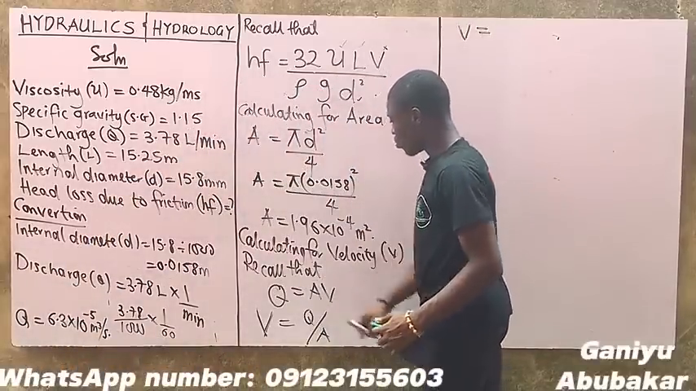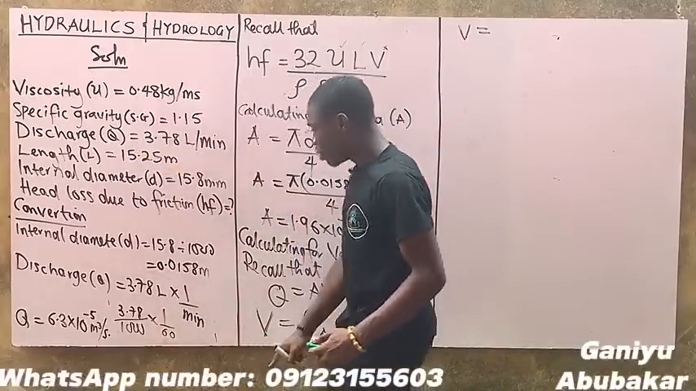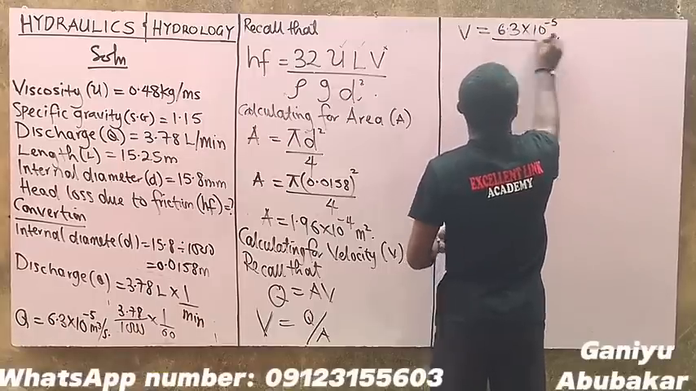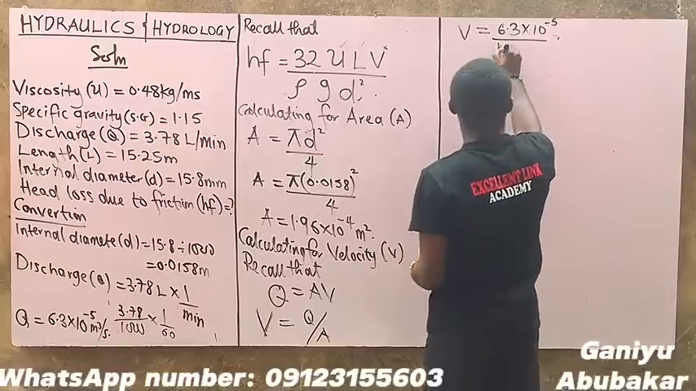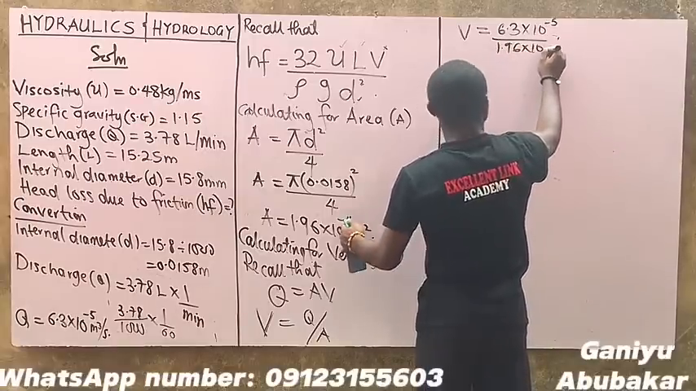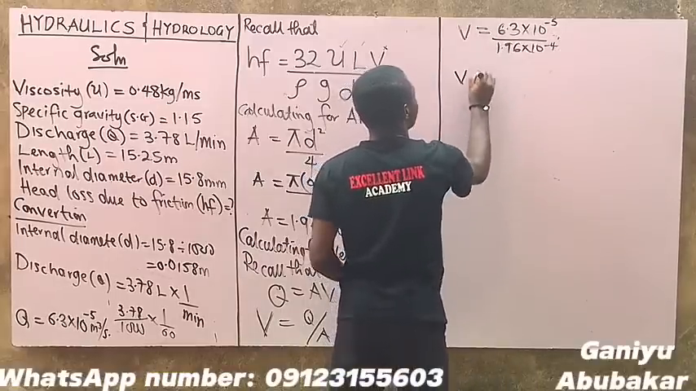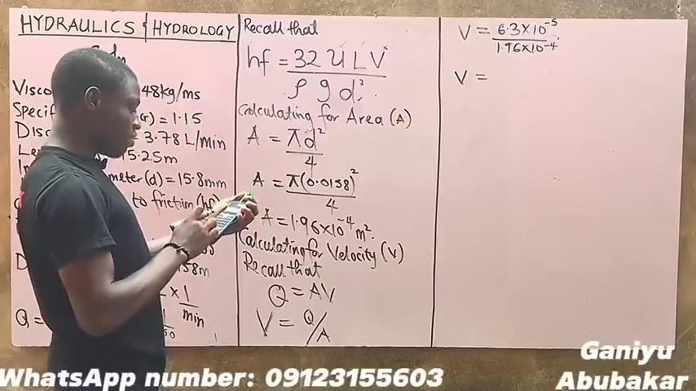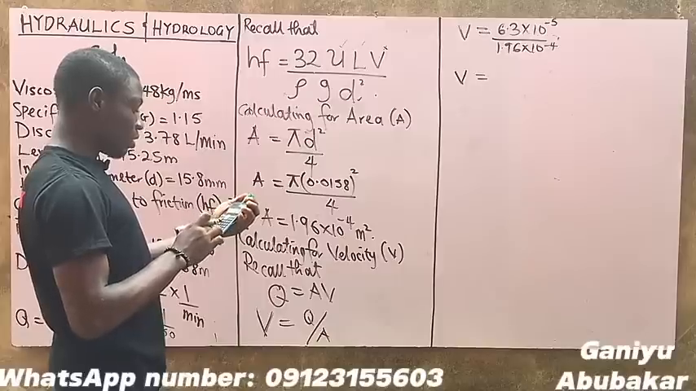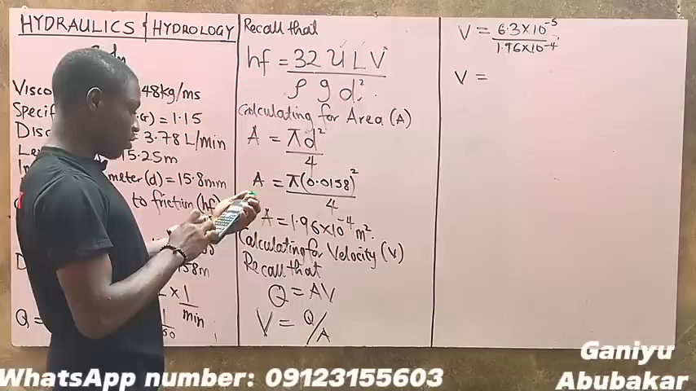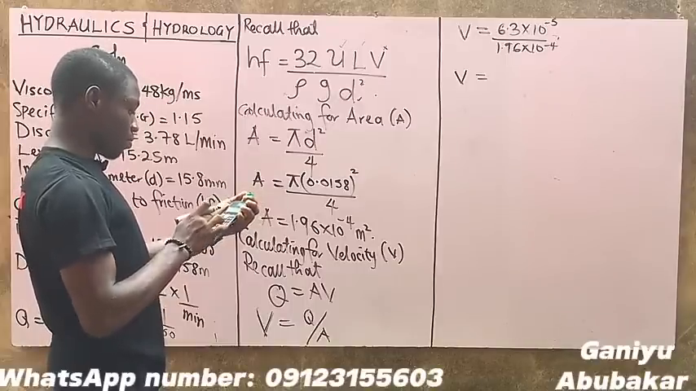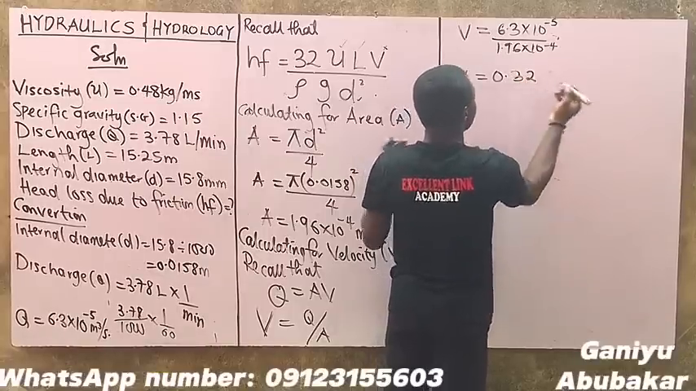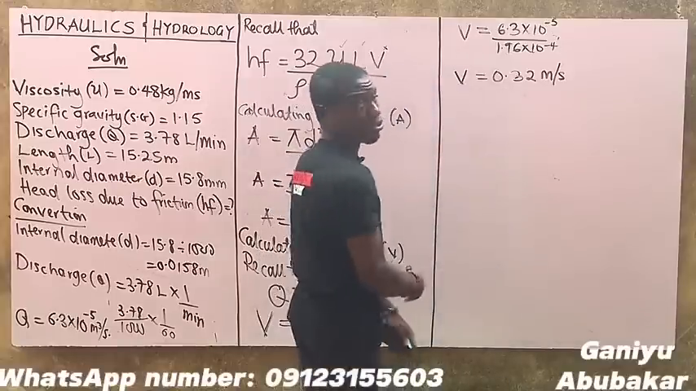Let's get velocity here. Velocity V is equal to Q. Q is this discharge here. I'm using the converted value, that's 6.3 times 10 to the power minus 5, all over area. Area is going to be this value here, 1.96 times 10 to the power minus 4. Divide the two: 6.3 times 10 to the power minus 5 divided by 1.96 times 10 to the power minus 4. So I have 0.3232 in meter per second. So I'm done with this velocity.